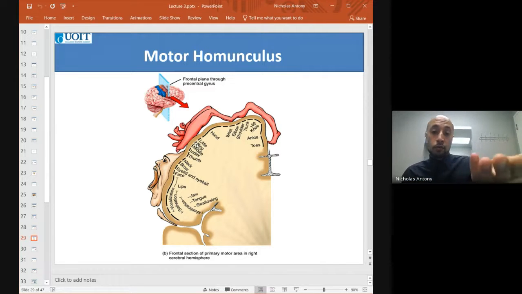And so the reason why the motor homunculus has a greater representation for the hand and face is because we need more control there. We need fine control for our hands, which sort of describes us as humans, that ability, but also we have fine control of our face for nonverbal communication, which is heavily important to communicate with each other.